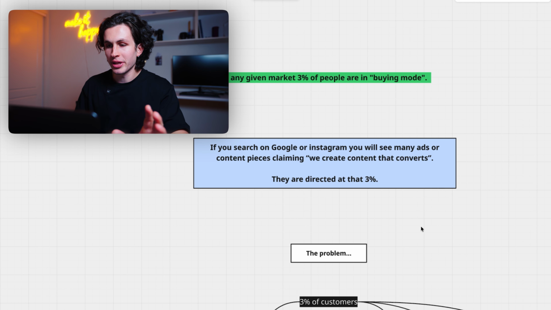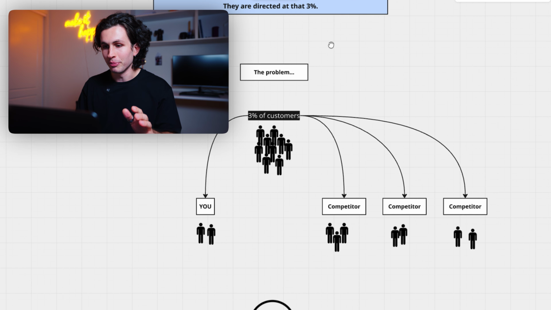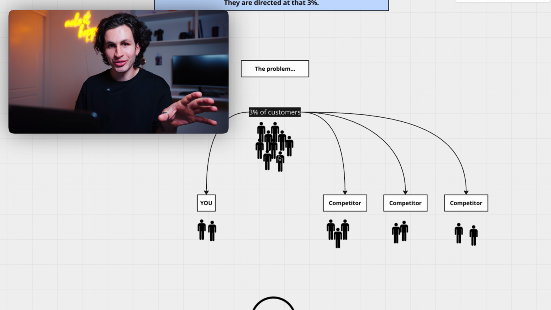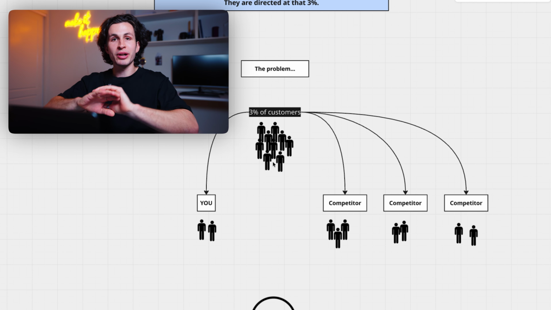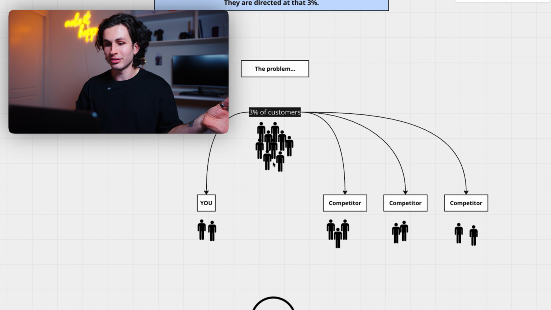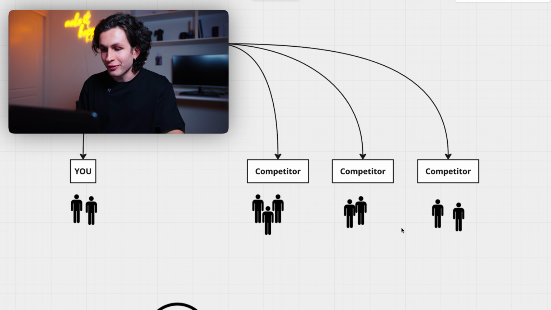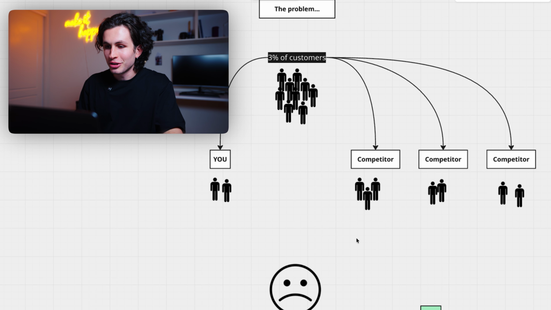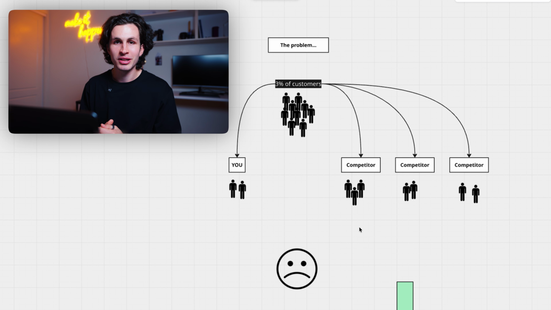But this is what the problem is with that. Because this is what you may have done in the past, which I'm sure you probably have. This is the problem. The 3% of customers in your industry are then spread out between you and your competitors. So you're left with nothing. You're left with maybe 2, 3 clients max. And your competitors are also left with no one at the same time. You're left with 2 clients who may pay you $1-2 grand. And so now none of you are happy.